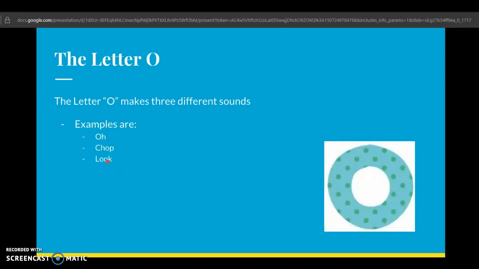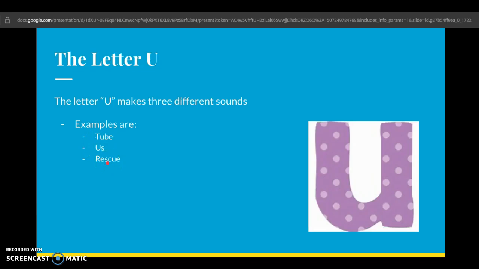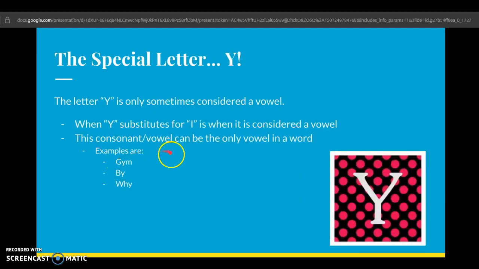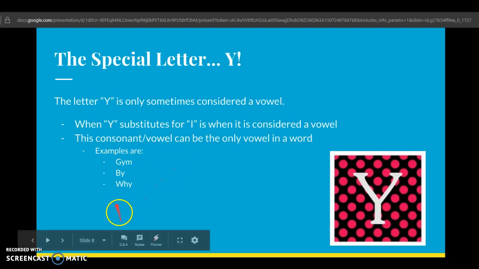The letter O makes O, aw, and uh. The letter U makes tube, us, rescue. And the letter Y makes I, as in by.